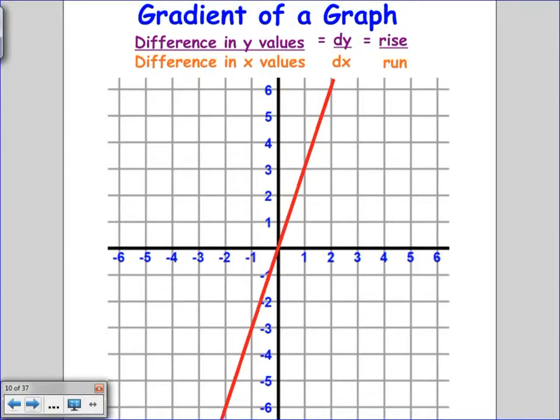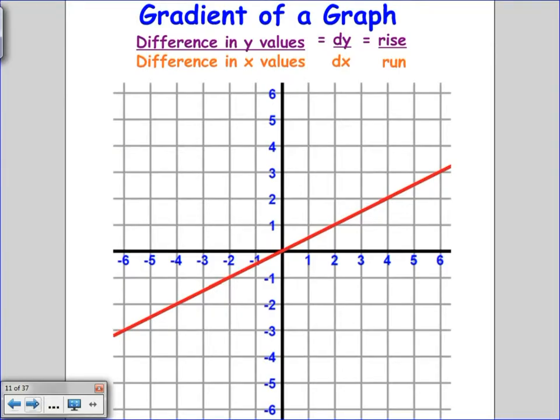So here's another example for you. Pick 2 points. This is a nice point because it goes through 0, 0, and another nice point could be there. So my rise is 1, 2, 3, so I've got a rise of 3 and a run of 1. So the gradient of that line, so you can see it's steeper than the last one, is 3. Yeah? Does that make sense?